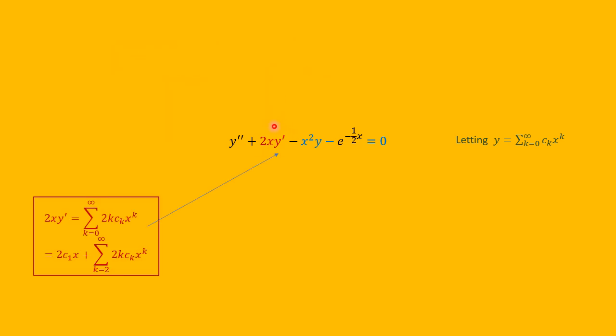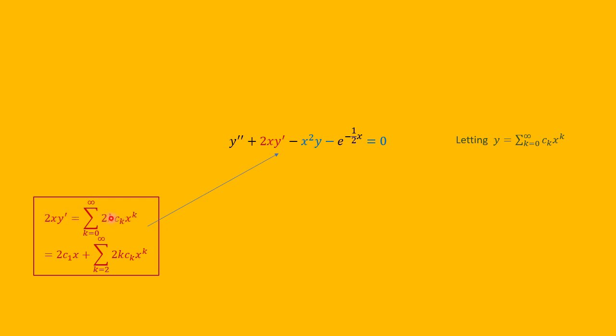Now let's move on to the 2xy prime term. 2xy prime is 2x times the power series for y prime, and that turns out to be the sum k equals 0 to infinity, 2k c sub k x to the k. If you think about it for a second, y prime is just going to be k c sub k x to the k minus 1, but then you're multiplying that by 2 times x, so we finally get this.